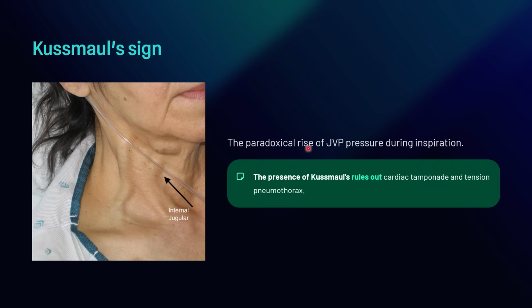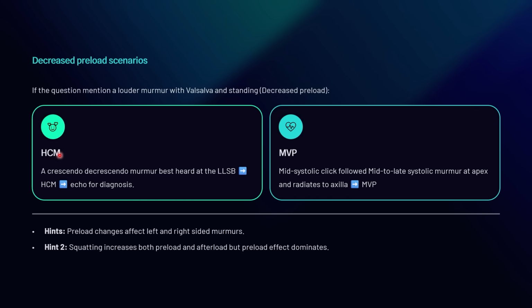All right, Valsalva and standing: preload changes affect all murmur intensity proportionally except in MVP, mitral valve prolapse, and hypertrophic cardiomyopathy. Valsalva and standing decrease preload, so there is less flow through the valves. Less flow means a softer murmur, except in hypertrophic cardiomyopathy and MVP. The left ventricular size decreases with decreased preload, which worsens the murmurs here. So if the question mentions a louder murmur with Valsalva and standing, decreased preload, they are talking about hypertrophic cardiomyopathy or mitral valve prolapse.